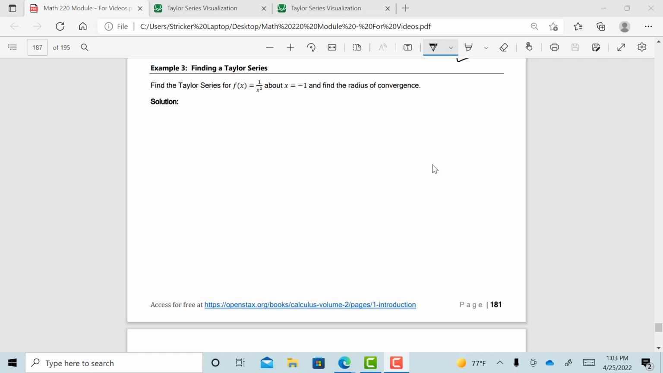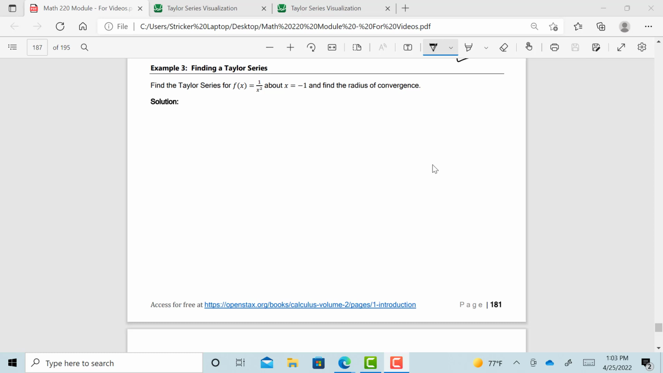And so if you see in example 3 here, it says find the Taylor series for the function 1 over x squared about x equals -1. So we have a different center. It's now x equals -1. And then we're going to find the radius of convergence, just like the last one.